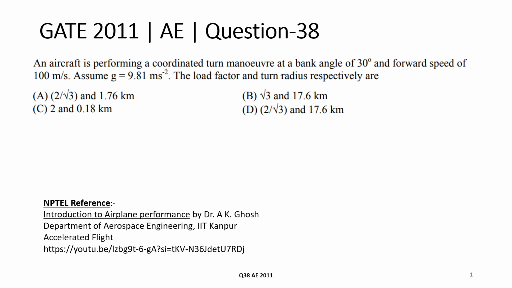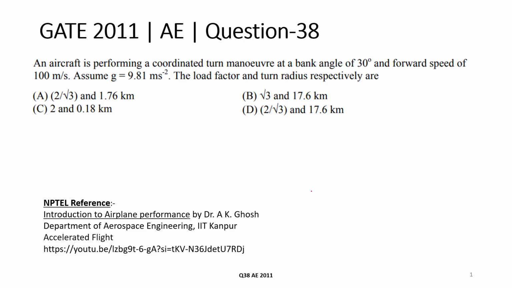The load factor and turn radius respectively are: option A, 2 by root 3 and 1.76 km; option B, root 3 and 17.6 km; option C, 2 and 0.18 km; option D, 2 upon root 3 and 17.6 km.